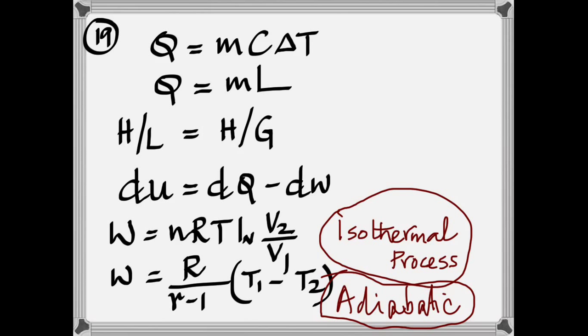Work done during an isothermal process is nRT times the natural log of final volume by initial volume. Isothermal process, so temperature is going to be constant. N is the number of moles. The work done during an adiabatic process is R by gamma minus 1, times T1 minus T2. Those are the two formulas for work done in the two processes.